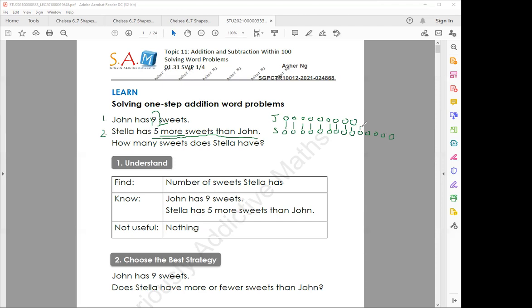So this is the 5 more. Remember to get them to indicate so they can see that this is 5 more than John, right? And the question mark, how many sweets does Stella have? This is their first time, so it is going to be very challenging for them. Make sure that when you model for them, they draw it on the spot as well.